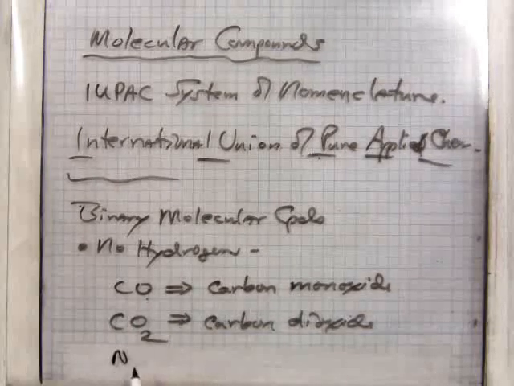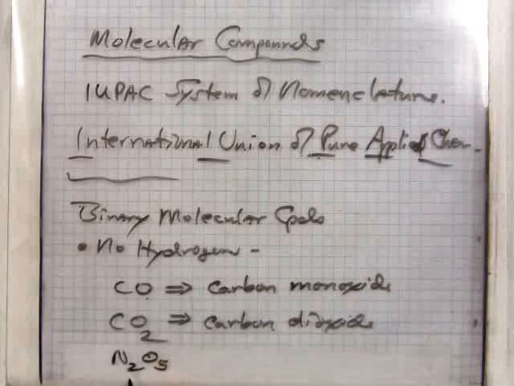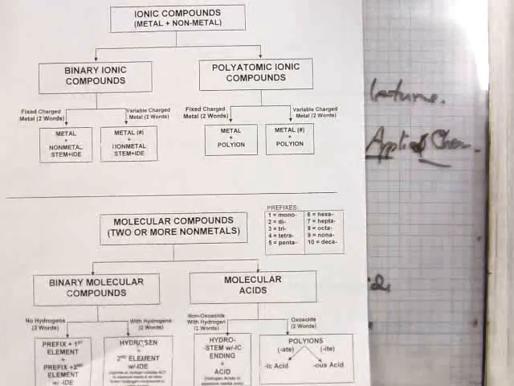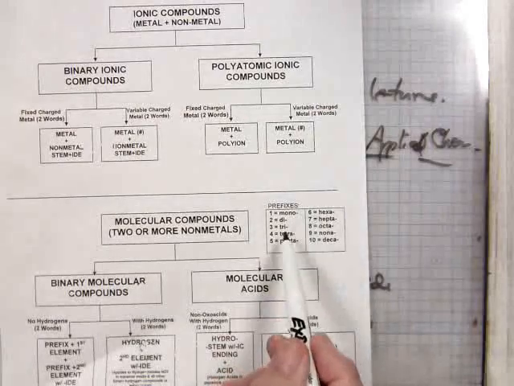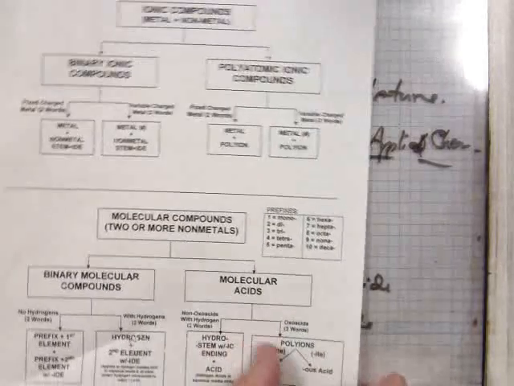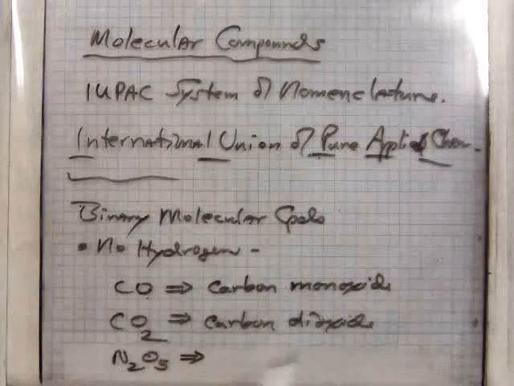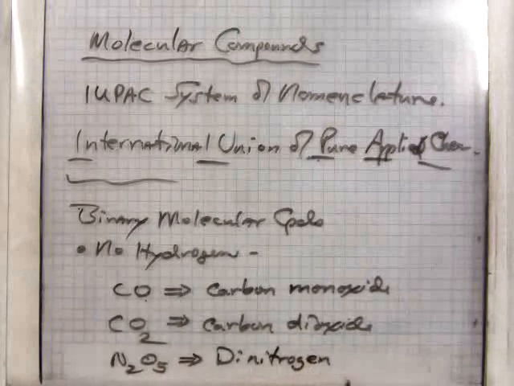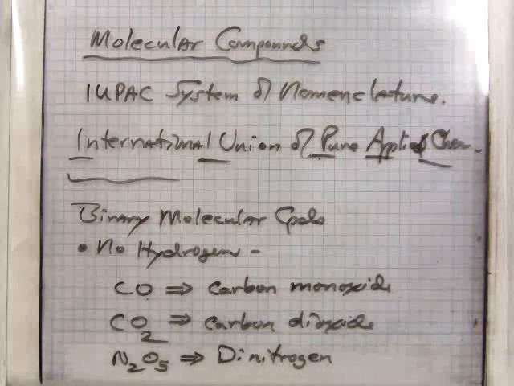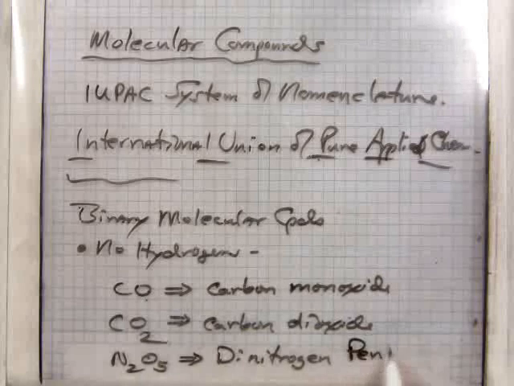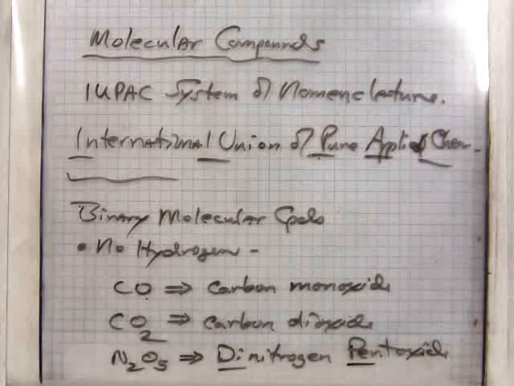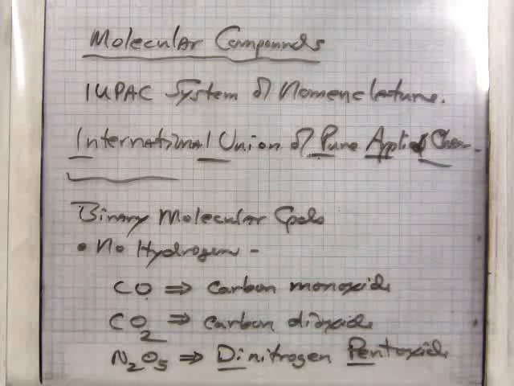But if you run into something like N2O5, where there's more than one of the first element, then yes, you have to use the prefix designation di, or if it's three of them, tri, tetra, penta, and so forth. So N2 would be dinitrogen, indicating that there are two nitrogens in this formula. Pentoxide. So the di and then penta are required in the naming of that formula.